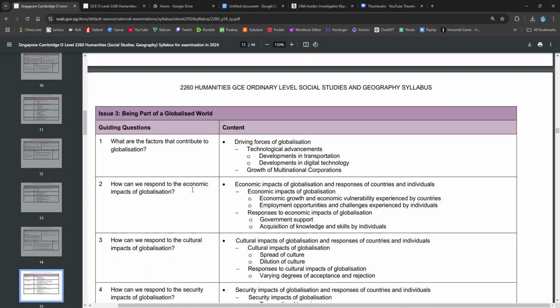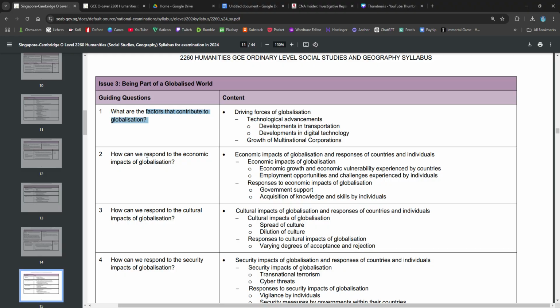From there, you break down the theme into main points, right? Main points, what do I mean by this? Factors that contribute to globalization. What are the types of response to economic impact on globalization, right? So from there, the theme, you break it down to main points and you break down to sub points of each, right? And from there, you can't memorize everything.